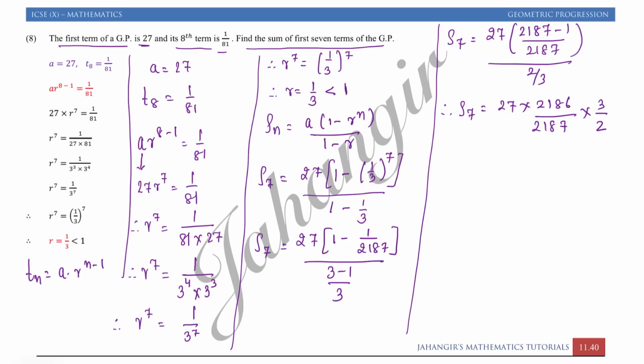Now let us cancel out. 3 ones are 3, 3 ones are 3, 3 7s are 729. 27 ones are 27, 27s are 729, because 729 is the square of 27. 2 ones are 2, 1093. So the answer will become S7 is 1093 divided by 27. This is the sum of the first 7 terms. Hope you had understood.